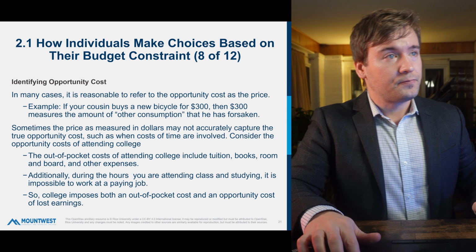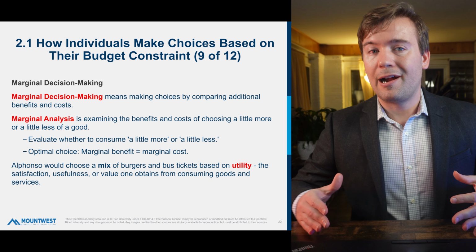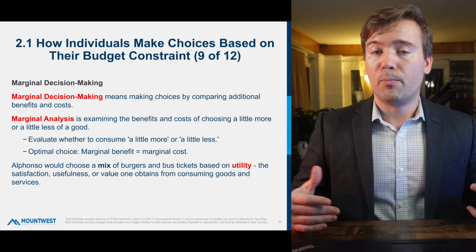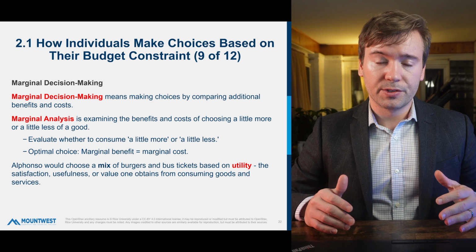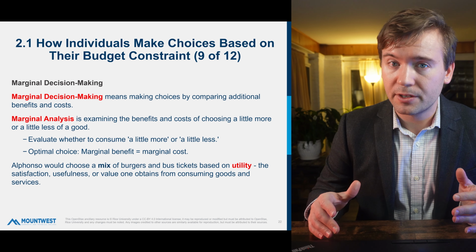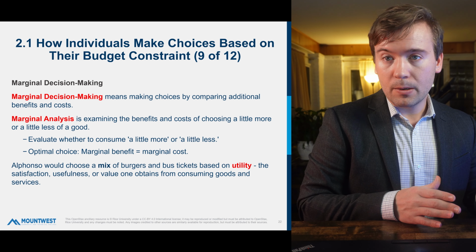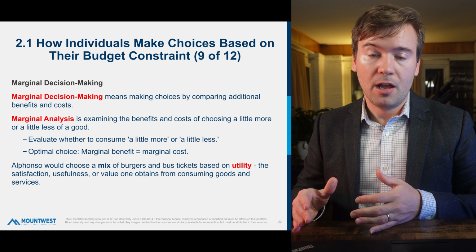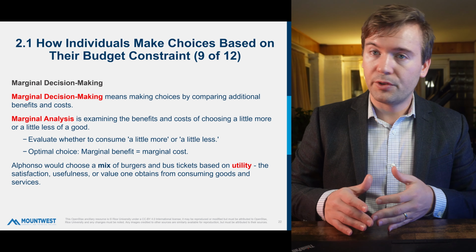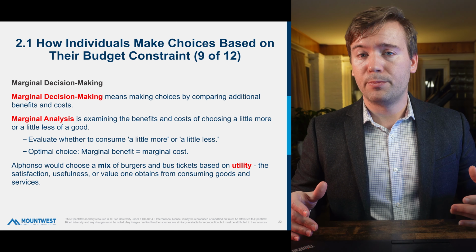Okay. Now, let's consider marginal decision making. So how do we make decisions along our budget constraint? Well, that's where the idea of marginal decision making comes in. Marginal decision making means making choices by comparing additional benefits and costs. Now, marginal analysis involves examining what are the benefits and what are the costs of choosing a little more or a little less of a good. For example, should Alfonso choose to consume a little more or a little less of those burgers and those bus tickets? The optimal choice is when the marginal benefit equals the marginal cost.